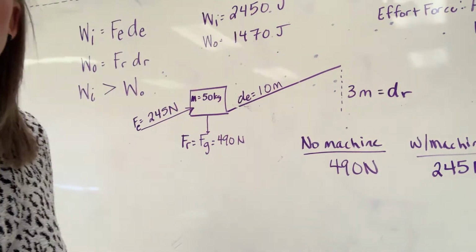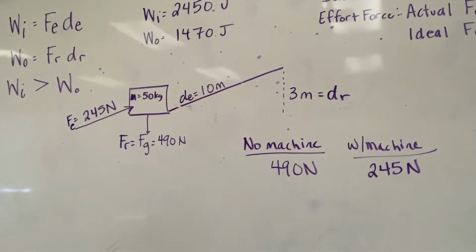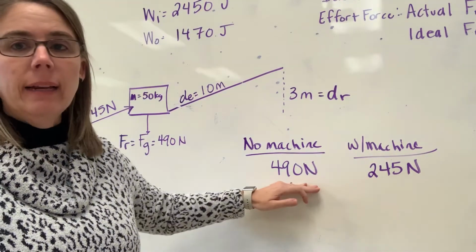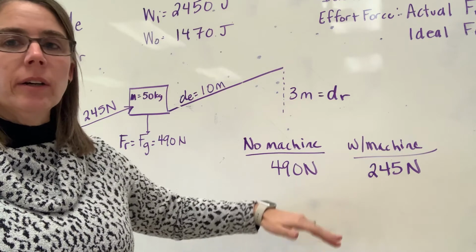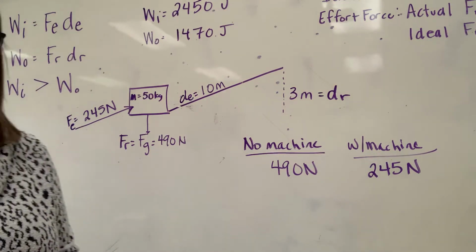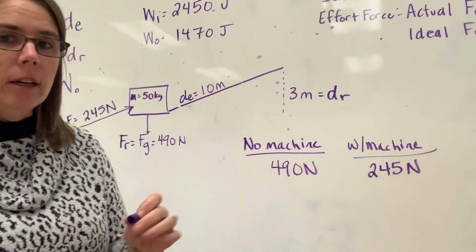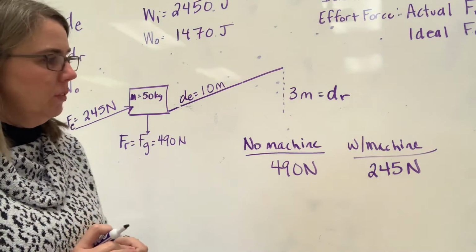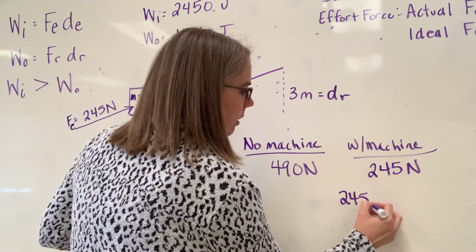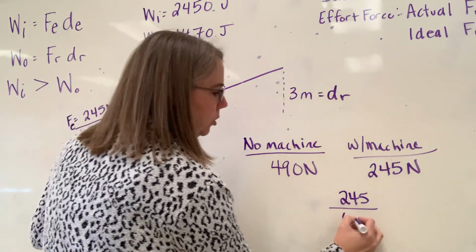So did this machine help me? Yes, it helped me. It allowed me to use less force than if I didn't have the machine. So is there an advantage to using the machine? Yes, there's an advantage to using the machine. That's called the mechanical advantage. Here's how you calculate the mechanical advantage. It's very simple.